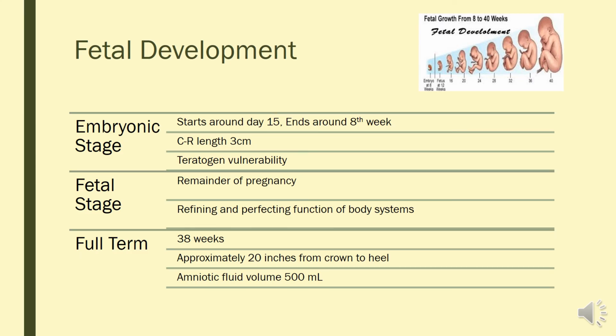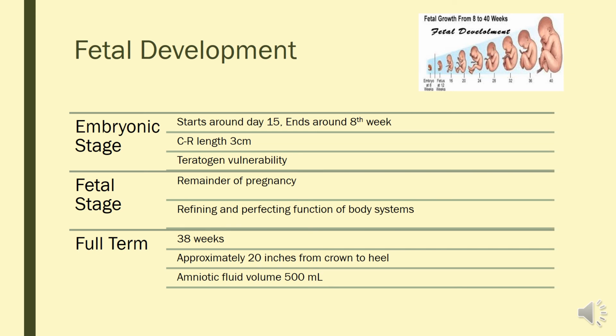Lastly, we're going to talk about fetal development. While fetal development overall is quite complicated, there are a few key considerations to take note of throughout fetal development. The embryonic stage starts around day 15 and ends around the 8th week of pregnancy. During this time, the embryo reaches a crown to rump length of about 3 centimeters. This time is when the tissues are differentiating into essential organs and also when external features are developed. The embryonic stage is the most vulnerable stage for development.